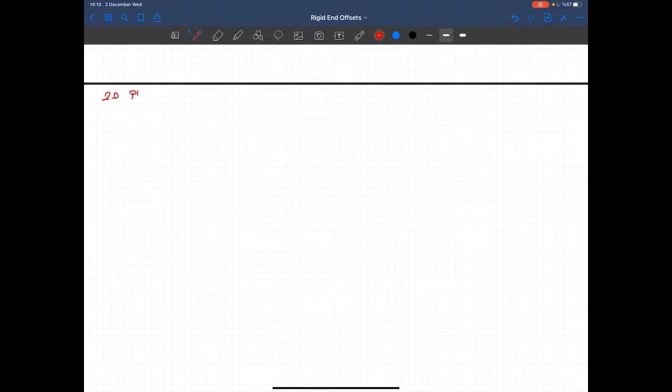So I'm now formulating a 2D plane beam element with rigid offsets. While doing that formulation, I will be using the transformation method, and I will directly obtain the transformation matrix. Okay, so the formulation is as follows.